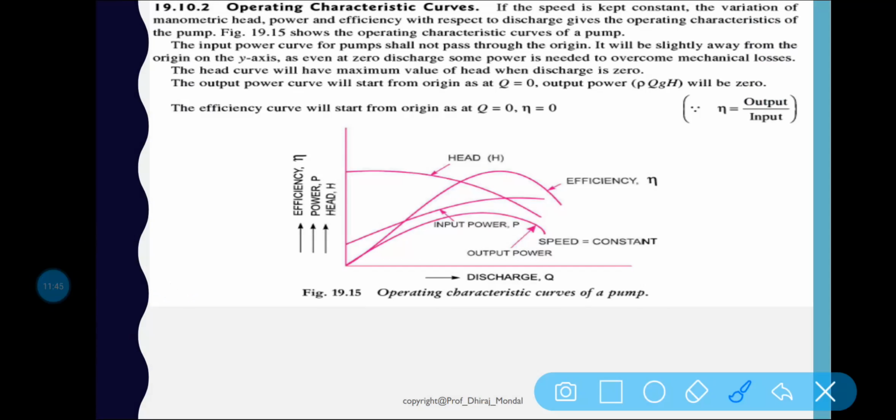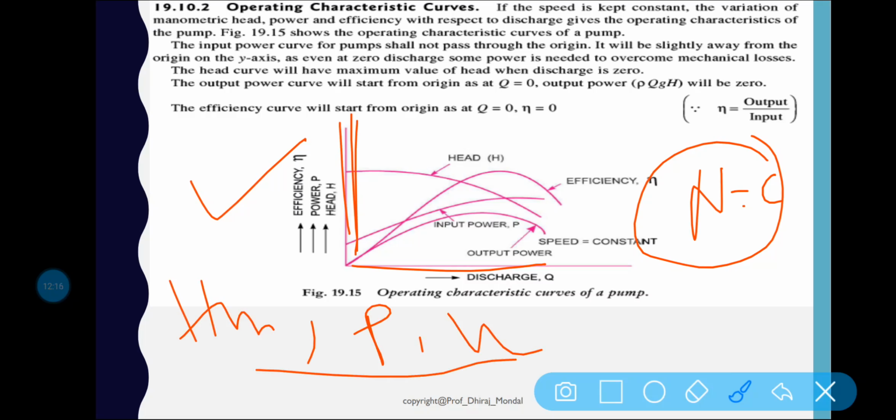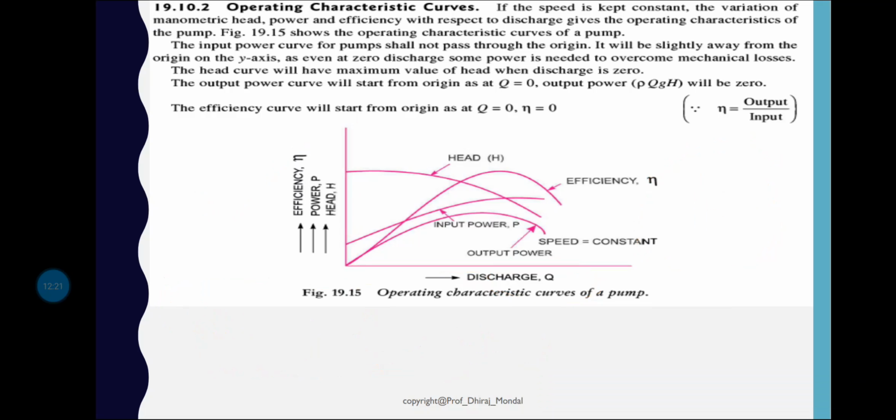Basically, the operating characteristic curve is the plot between the discharge and head, power and efficiency. That means the speed is kept constant here, and we look at the variation of manometric head Hm, the power and the efficiency with respect to discharge. If I plot the curve, then we will get this kind of curve.